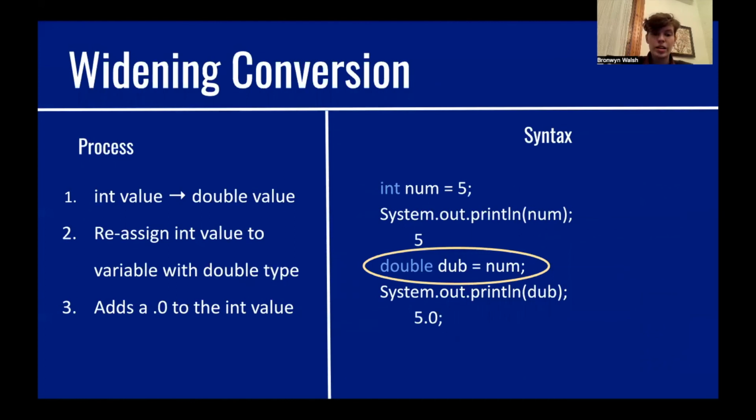To do a widening conversion, we simply create a new variable of type double and assign it the int variable as the value. This will tack a 0.0 to the end of the integer value, turning it into a double. It's that easy because you're not losing any data. All you're doing is widening the definition of the number that you're using.